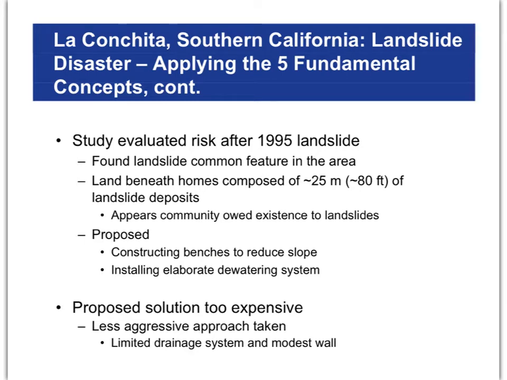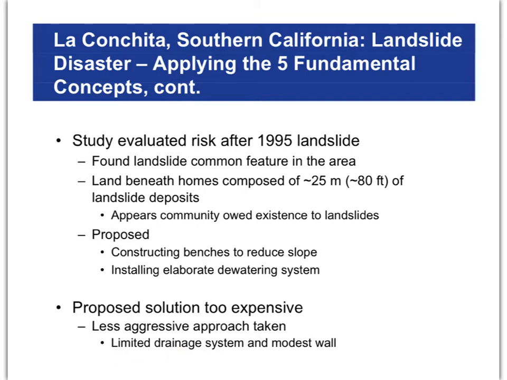Benches, being kind of like walls that cut into the hillside right there and reduce the slope. I showed you that a little bit earlier. That was one possibility, and also a dewatering system, or a system that would drain water away. All these were proposed, but they were just too expensive to do, at least in the eyes of the citizens of La Conchita, and so not as much was done.